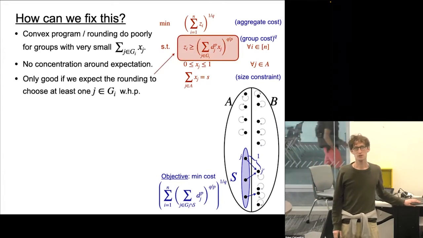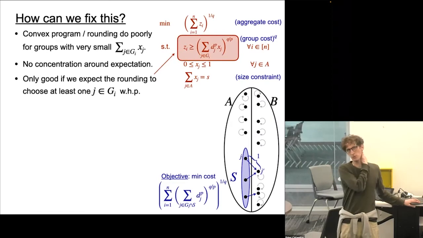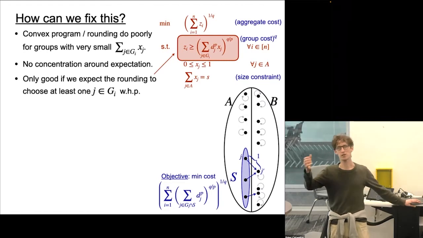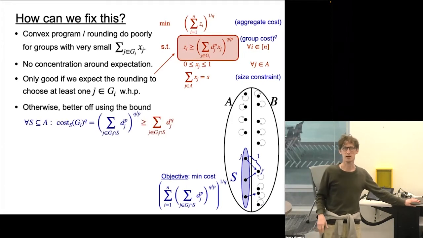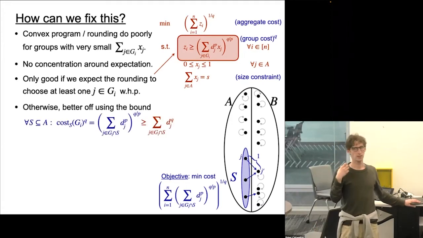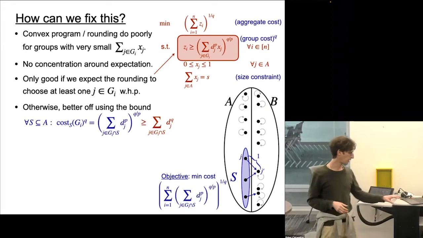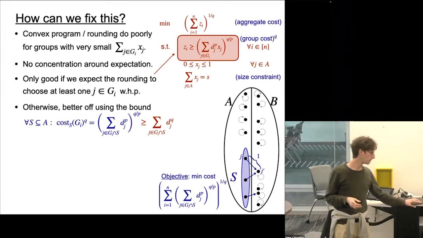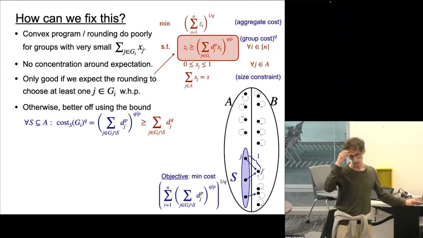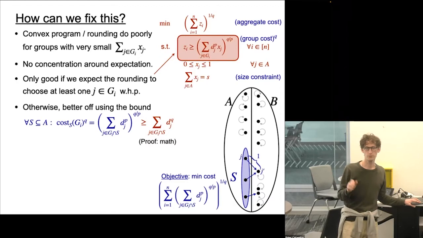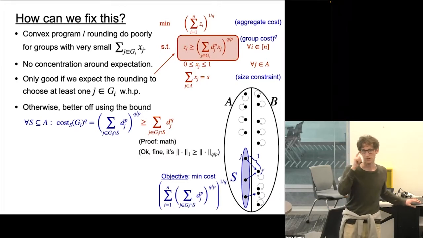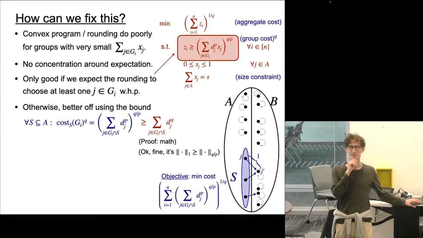Okay, so the problem is we're not really capturing this here, because this is not the right measure. This works when there's concentration and when the sum is large, and if it's not, then it's bad. So it turns out that here we're actually better off just using a linear bound, which behaves better when there's only a very small probability of getting any points in this group. And the proof is actually just monotonicity of norms. It's not complicated.